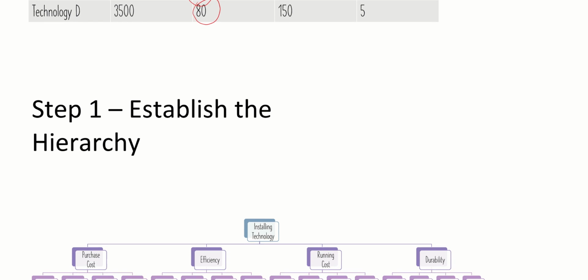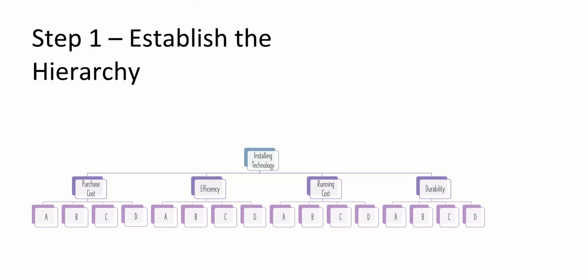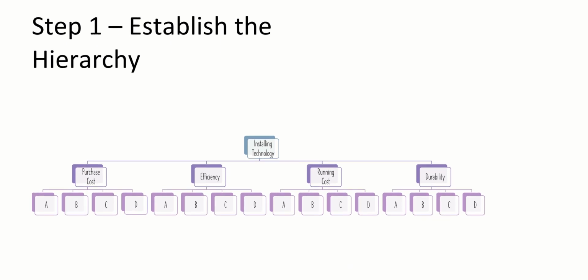So let's start off with step 1 in the process. Step 1 involves building this hierarchy. So this is level 1, this is level 2, and this is level 3. So level 1 is usually the goal that you are trying to achieve. Level 2 is your criteria or your objectives. And level 3, that's the alternatives.